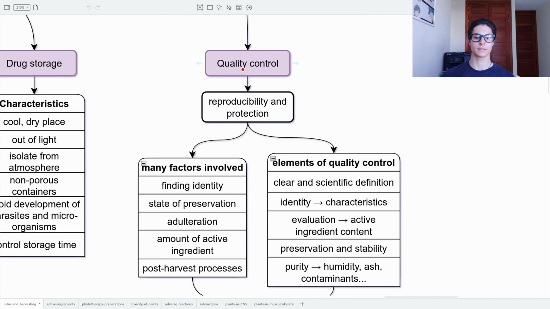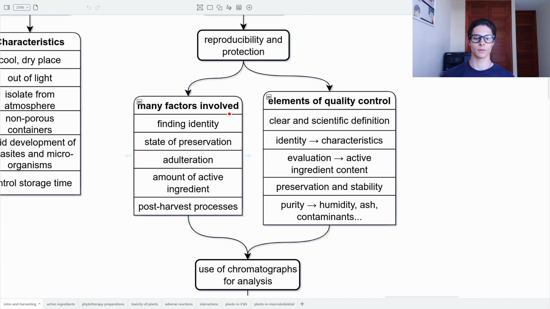And last but not least, we have to do a quality control. This is for reproducibility and protection. Many factors are involved: finding the identity of the plant, the state of preservation of it, the adulteration, if any, the amount of active ingredient, we have to quantify it, and also post-harvest processes.